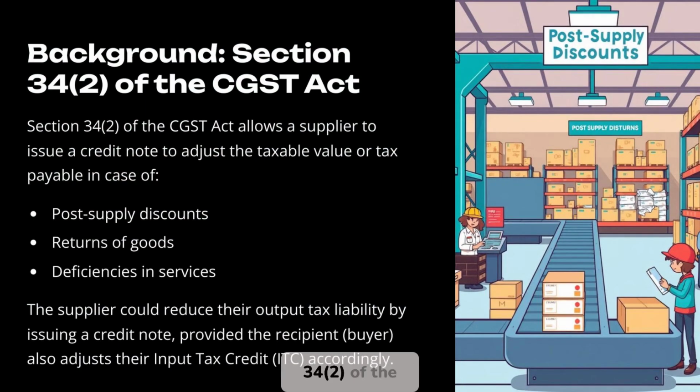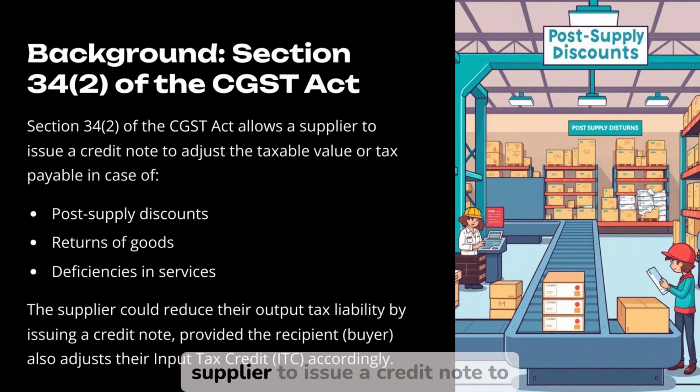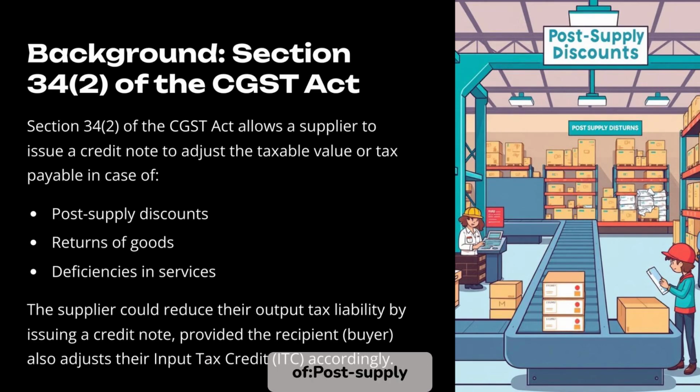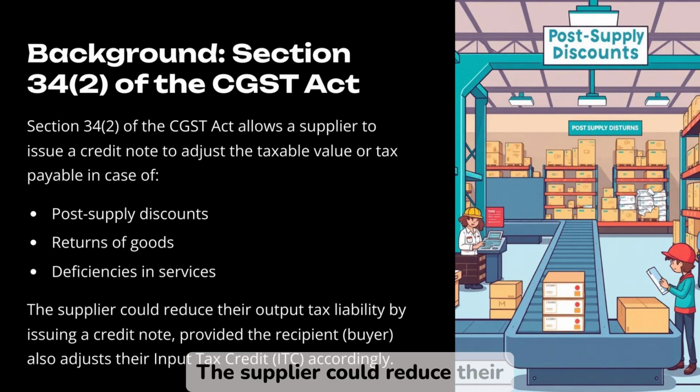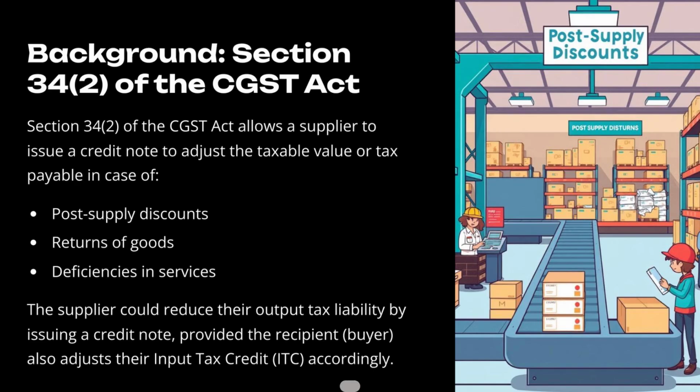Background: Section 34(2) of the CGST Act. Section 34(2) of the CGST Act allows a supplier to issue a credit note to adjust the taxable value or tax payable in case of post-supply discounts, returns of goods, deficiencies in services. The supplier could reduce their output tax liability by issuing a credit note, provided the recipient, buyer, also adjusts their input tax credit, ITC, accordingly.